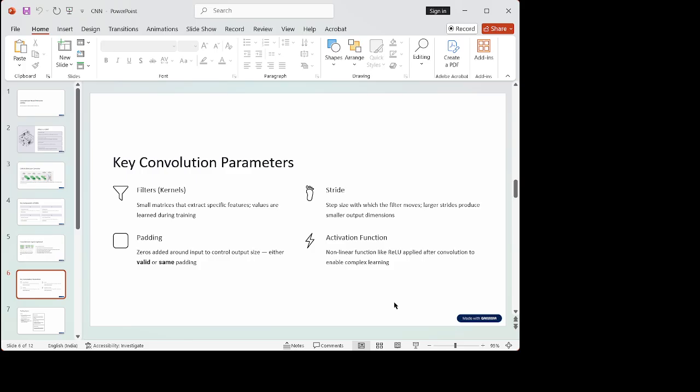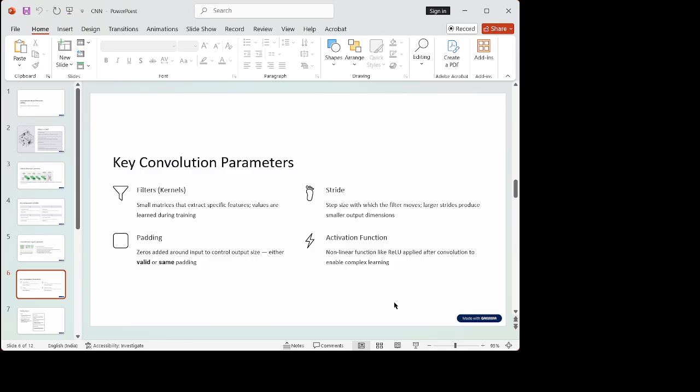The third one is padding. Here padding means adding values, typically zeros, around the input to control the output size, either valid or same padding. Without padding, the spatial dimensions generally become smaller after convolution. This padding allows us to control the output dimensions also.